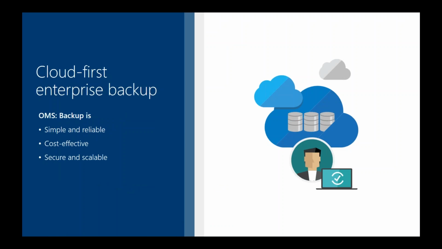OMS Backup is built from the ground up to be a cloud-first enterprise backup solution. It's designed to be simple, providing you with 80% of the functionality you're used to at 20% of the cost and complexity of your current solution. It's also designed to be reliable and durable, and it's backed by enterprise-grade SLAs from Azure. So again, it's a heterogeneous environment: all your managed servers, on-prem or in Azure, with everything stored in Azure. You can get item-level restore for most enterprise applications, and you have the enterprise-grade SLAs.